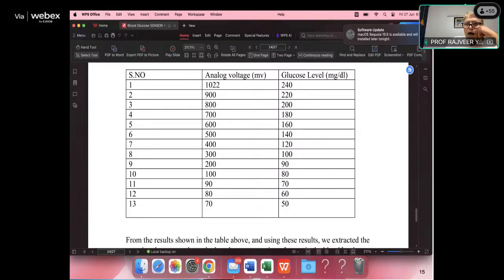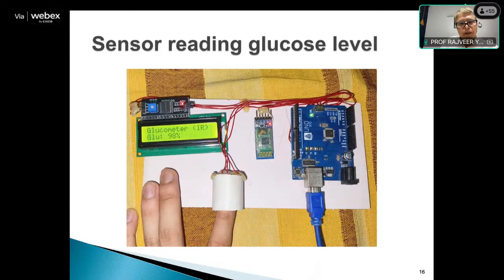Now, after we carried out testing, if you see this table, this is analog voltage, and then we calibrate it to the corresponding mg/dL. Now, this is another hardware we have developed to see the readings.